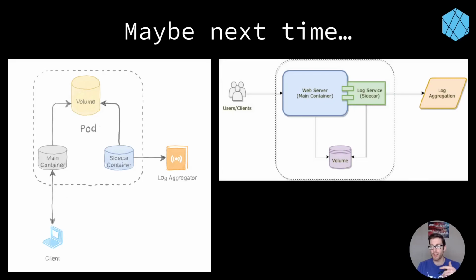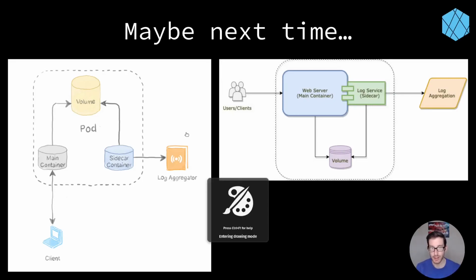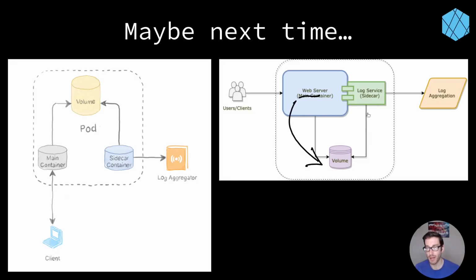This is just another image showing that same process. So we have our main container, right? It's pulling stuff into the volume that it's mounted to. This log sidecar container is pulling that out and then throwing it into your aggregator for you to look at and make pretty visualizations. So that's the thing I want to look into in the future. Interesting topic, very relevant for Kubernetes and mesh networks and stuff like that, but not today.